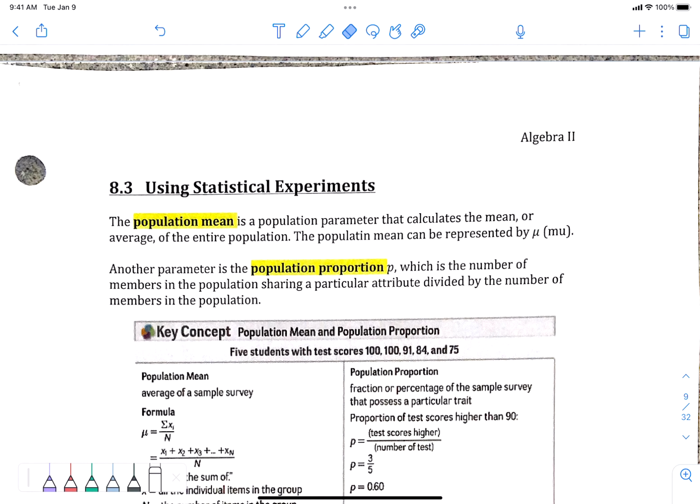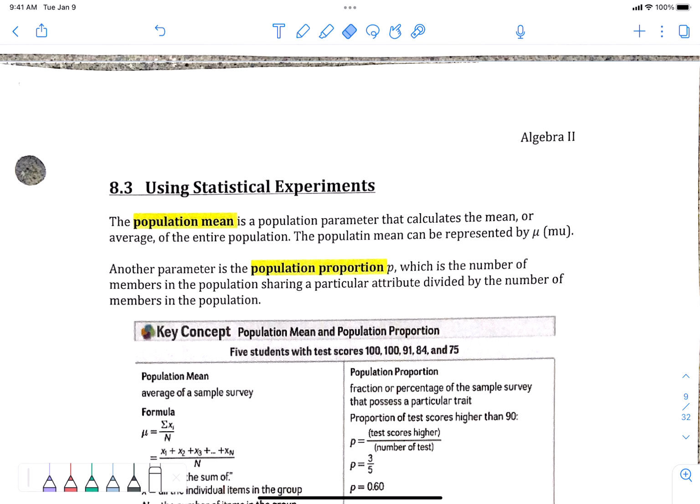All right, hello people, this is being recorded for section 8.3. We will get done with these notes today. This is not too tough of a concept. This is using statistical experiments, like data that has been collected already, and we're just making calculations with them, okay?